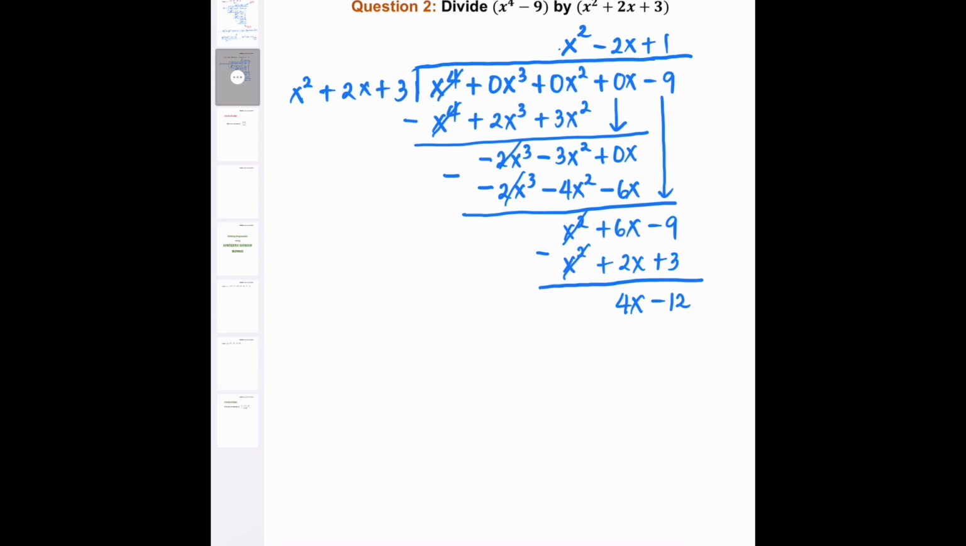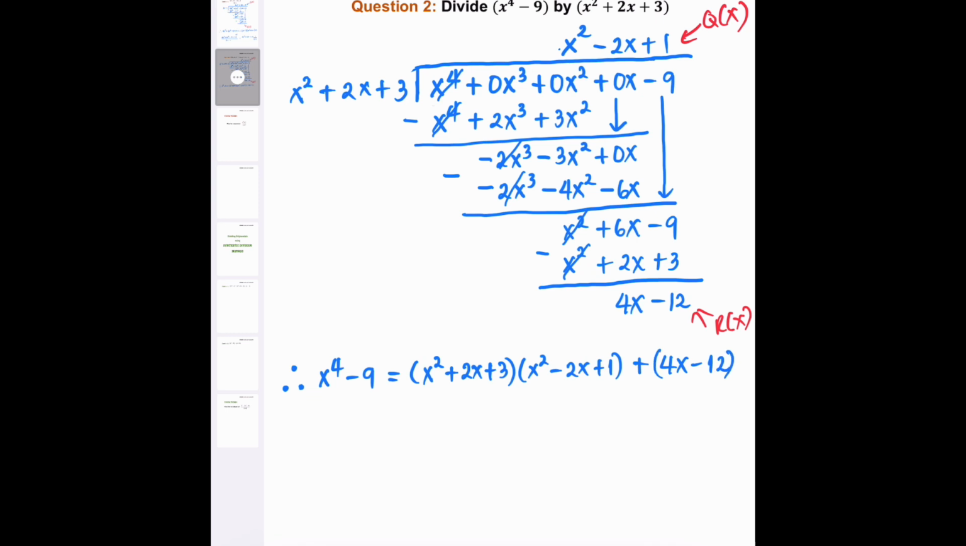All right, so to write the final answer, we can say that p of x, which is x to the power of 4 minus 9, will be equal to d of x, our divisor, so you have x squared plus 2x plus 3, times the q of x, which is x squared minus 2x plus 1, and this is our q of x, by the way. And our remainder is plus 4x minus 12.